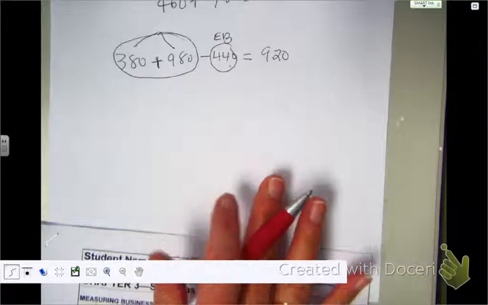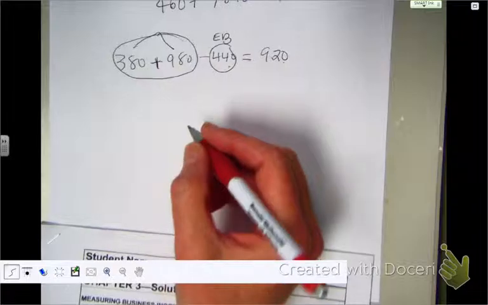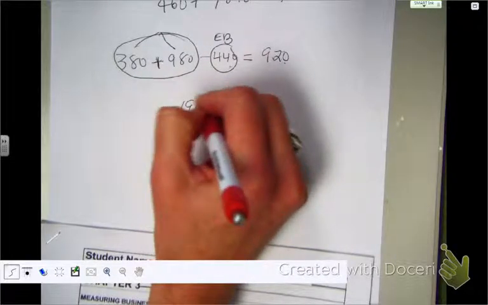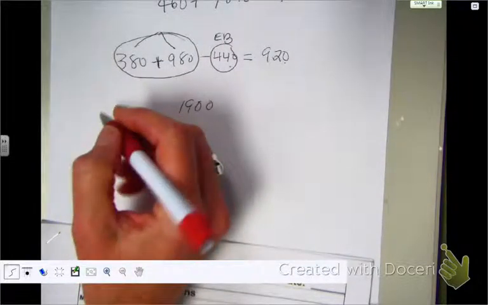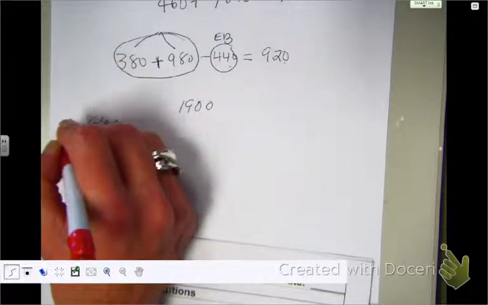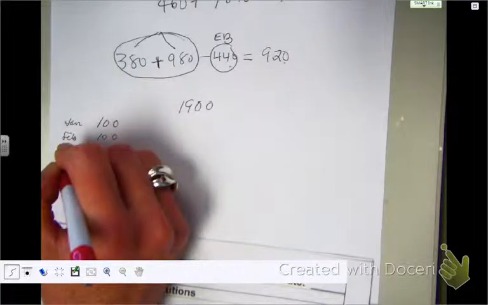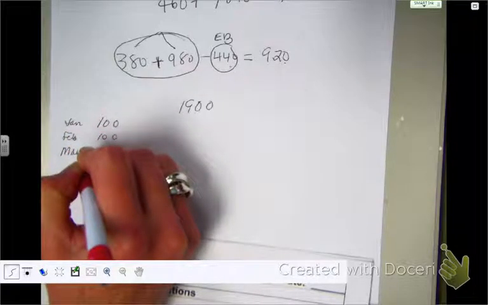Okay, so if we had the value of the book, the cost was $1,900, and it's been depreciated $100 for 3 months. So $100 for January, $100 for February, $100 for March.